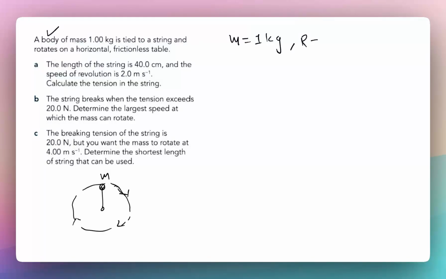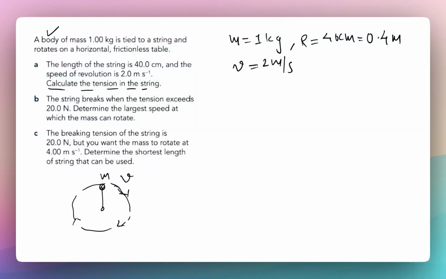So my radius of this circle is 40 centimeters, or it is simply 0.4 meters. The speed of the revolution is 2 meter per second. So V is given to be 2 meter per second. So R and V is given, and we have to calculate the tension in the string.